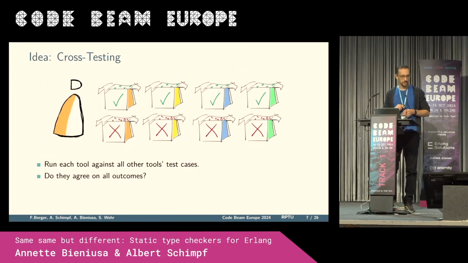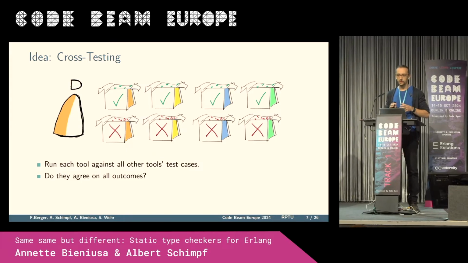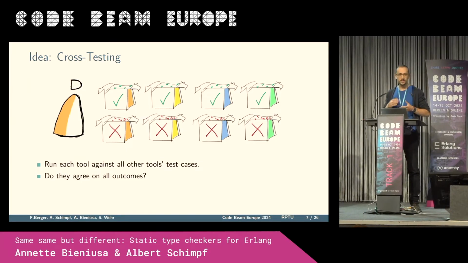And the idea is, well, we take a tool, we combine these boxes together and see if they agree on all outcomes. The idea is quite simple to understand. In practice, it's a bit harder to realize because each tool has their own testing format and so on. And this is one of the outcomes of a paper we've published a few months ago in the Erlang workshop. But that's not really the point of the talk here. The point of this talk is to look at concrete examples where the tools disagree.